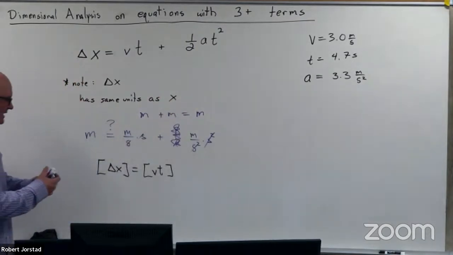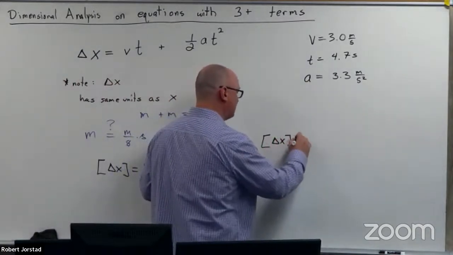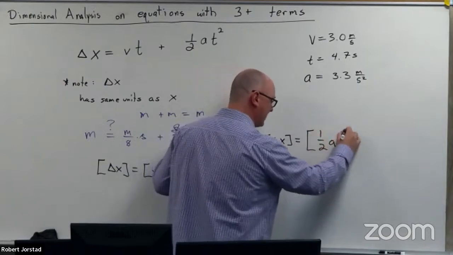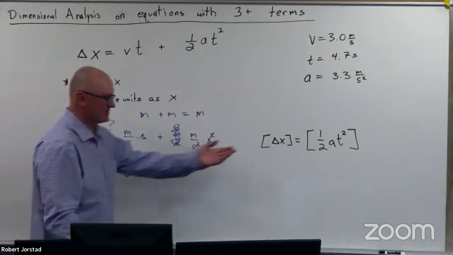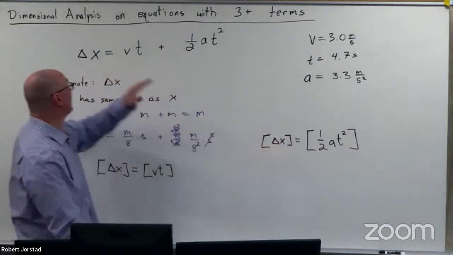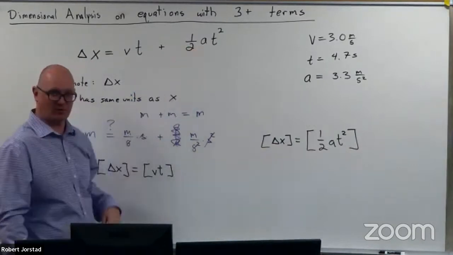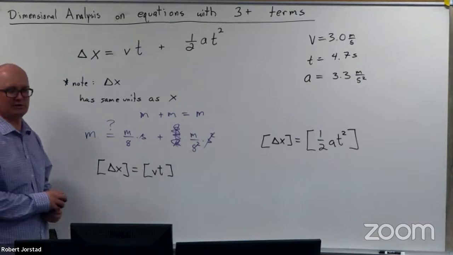All right, notice I can also do this. The units of delta X equal the units of 1/2 AT squared. What I'm saying here is not that delta X equals this. I'm saying the units of this term should equal the units of this term, or the dimensions of that term. Okay. Now, at first you might be saying, well, who cares?